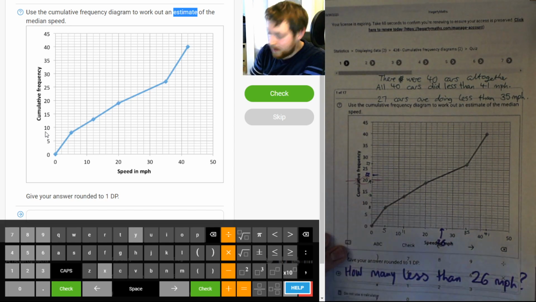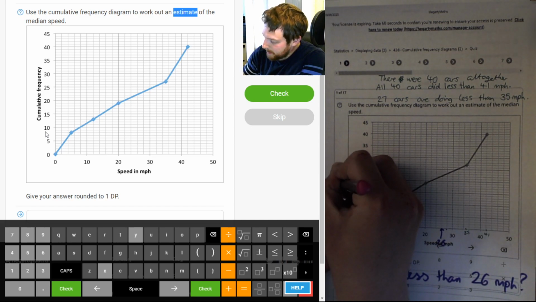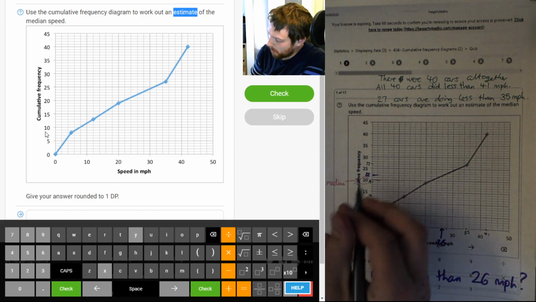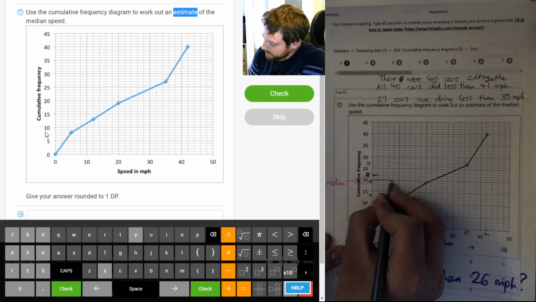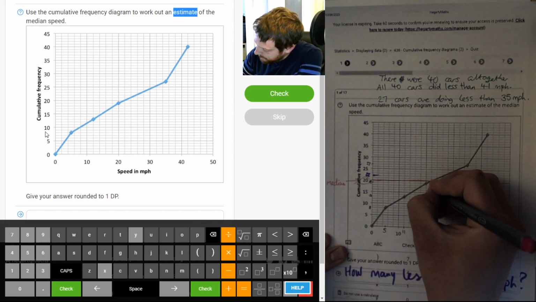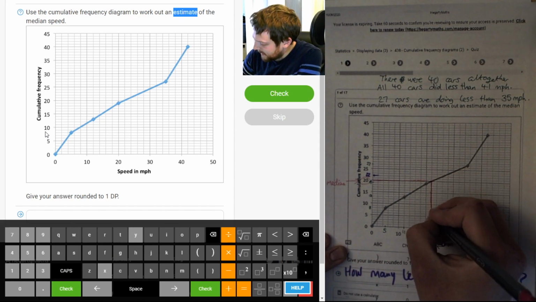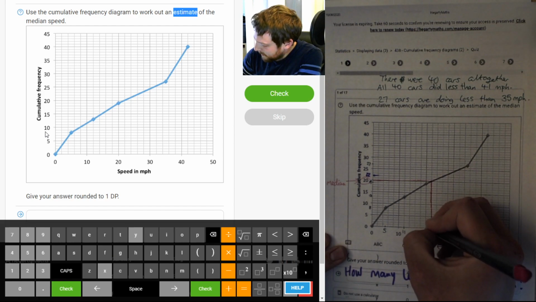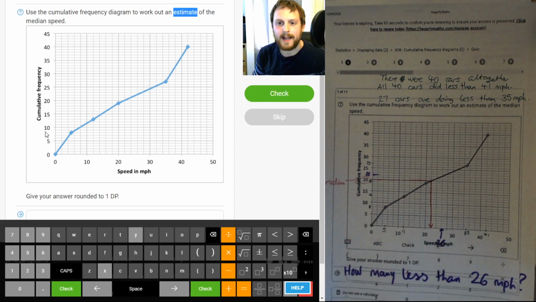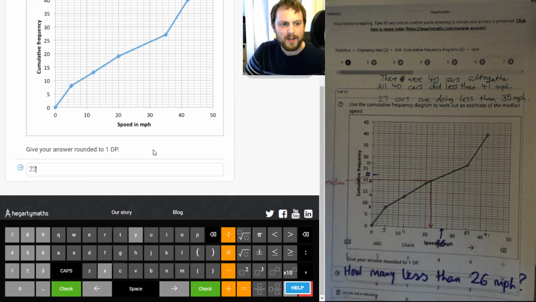Because it's the median it wants, I go to halfway, which in this situation, halfway between 0 and 40 is 20. So I go along, and I go down. And because Hegarty, I think overall, is probably not giving you really harsh questions, it actually comes down to exactly 22 on that axis. I know it says give your answer rounded to 1 decimal place, but I don't think we have to in this question.